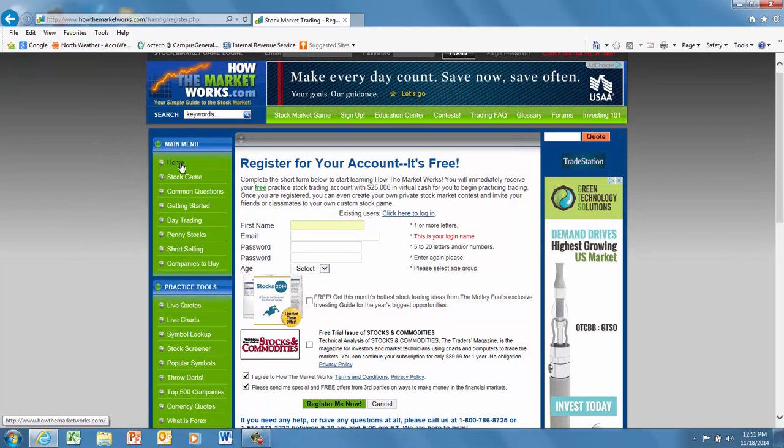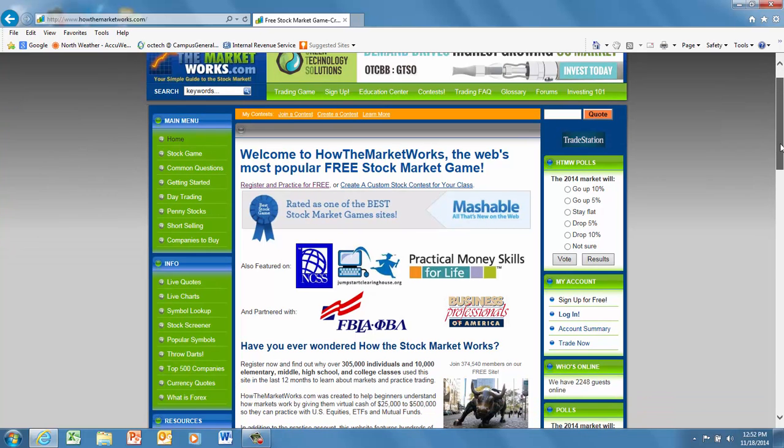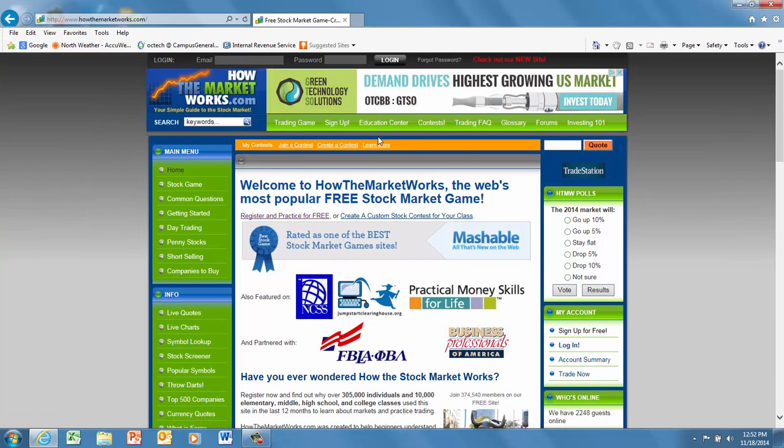Okay, now, once you have signed up and you've logged in, there is up here at the top one that says Contests. You can also look here in the orange. It says Join a Contest. You can go over here to the left where it says Stock Game. So there's various places you can go to get to the same place.